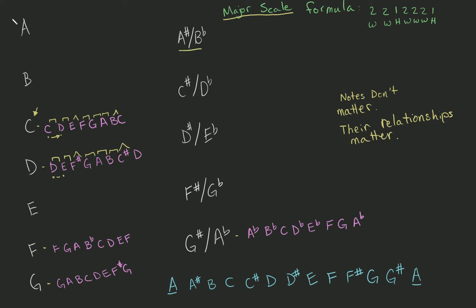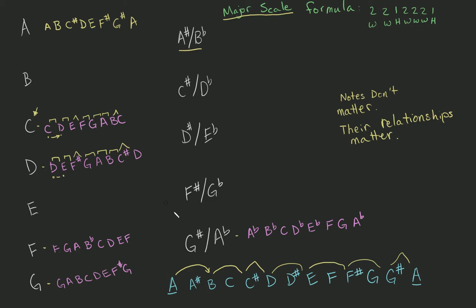Okay, so let's go with A. We start with our A. We go up 2. We simply add 2, and we get to B. And we add 2 more, and we get to C sharp. It could also be D flat, but remember we do need to use the next letter in succession. Now we only go 1, and this gets us D. And we go 2 again, it gets us E. We go 2 more, gets us F sharp. We go 2 more, we get G sharp. And finally we get back to A with 1 half step.